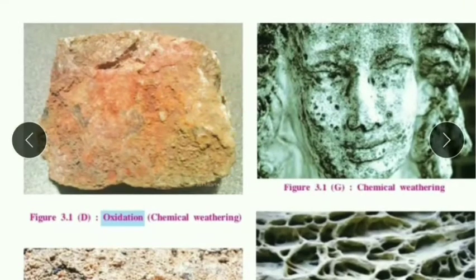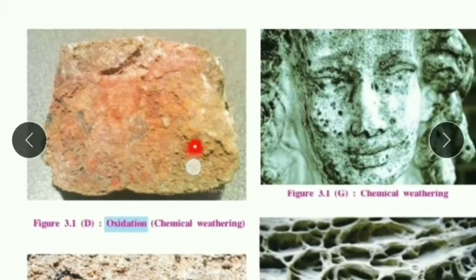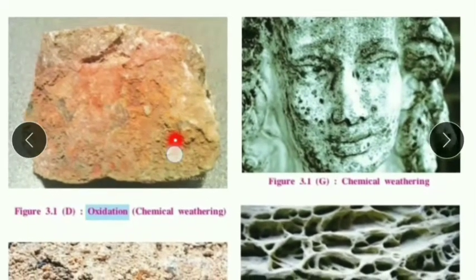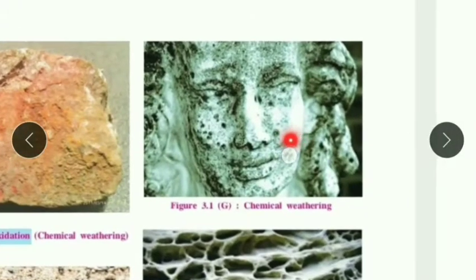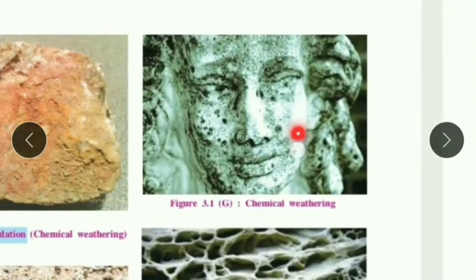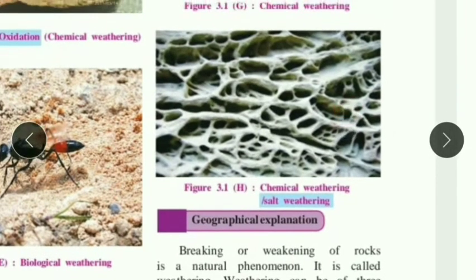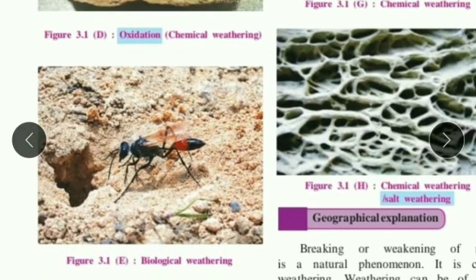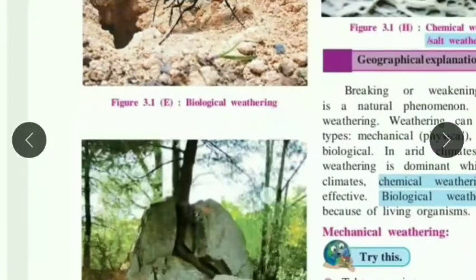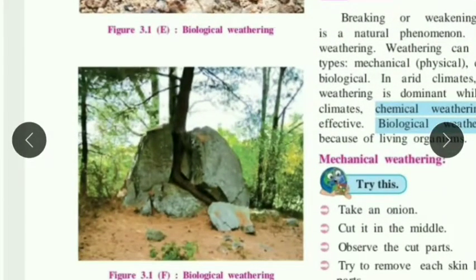In this picture you can see that this is a rock, and the rock has some reddish covering. It has gone through the process of oxidation, and because of that an oxide layer has formed on this rock, and this is called chemical weathering. Here is one more picture: this statue has a lot of pores, looking like a honeycomb. This is salt weathering, which happens at the coastal side. And this is biological weathering, which is caused by living organisms.